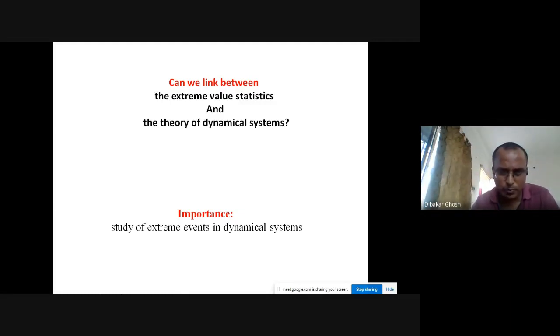Next question is, what is the importance of the study of extreme events in dynamical systems? Because extreme events have a devastating effect on human life and economy. We can notice, just a few days ago, cyclone Amphan. So extreme events have become an important topic of current research. Prediction or early warning of extreme events is most important to mitigate a disaster.